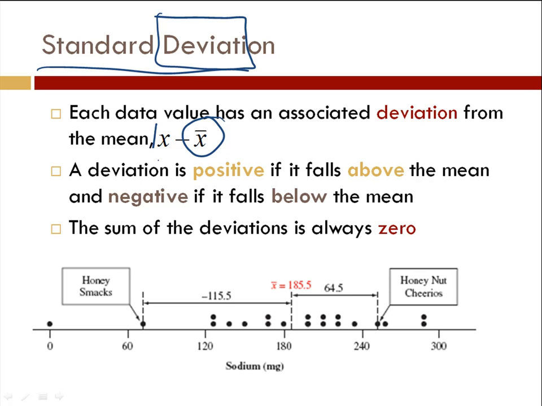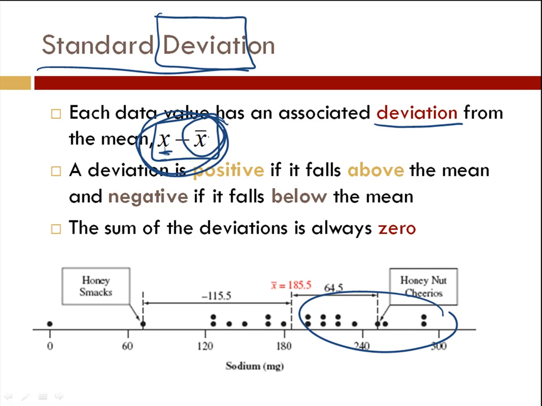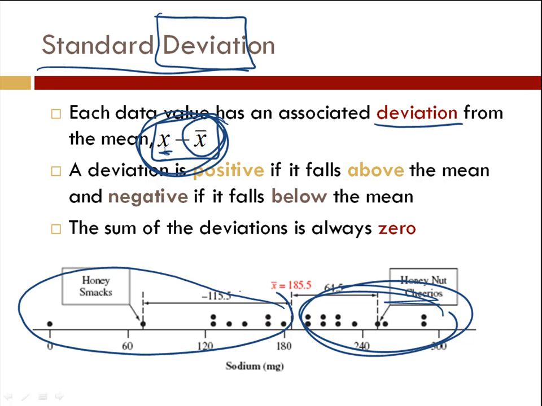So to measure that deviation, or how far away the data value is from the mean, we just take the data value and we subtract the mean, and that will be a measure of how much that particular data value will deviate from the mean, and we call that a deviation. A deviation can be either positive or negative. If you have positive deviations, those happen when you've got data values that are above the mean. And if you have negative deviations, that's going to happen when you have data values below the mean.